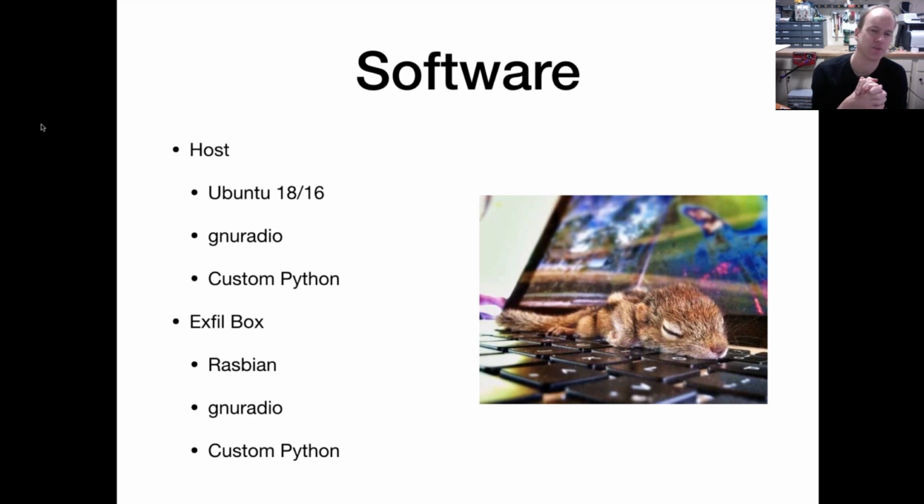On the software side, I ended up using Ubuntu, and honestly 18.16 doesn't matter. I mixed up the systems. I have different laptops, and a ton of laptops and desktops flying around that were all using different versions of Ubuntu, and the system didn't care. It worked just fine, using GNU Radio with a bunch of custom Python code on the host side. On the Exfil side, I ended up using Raspbian. I thought I was going to use Ubuntu Mate, but everything worked cleanly enough with Raspbian that I never bothered. Never really saw a reason to do that.